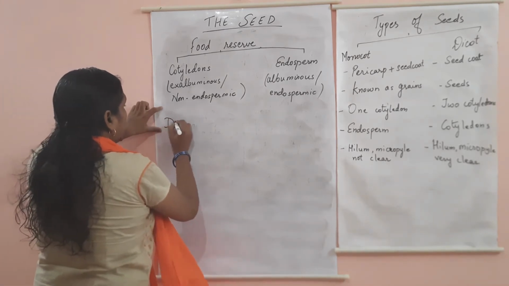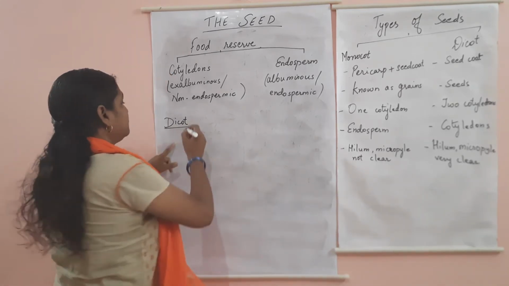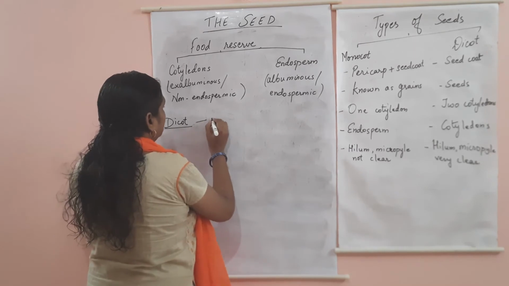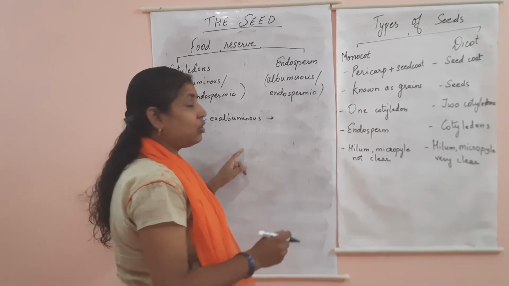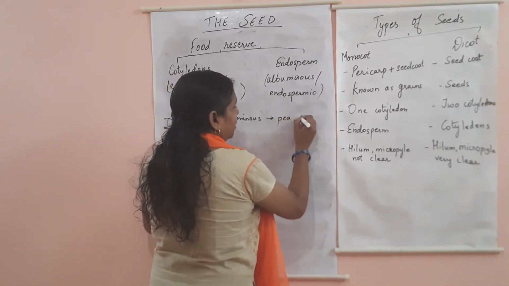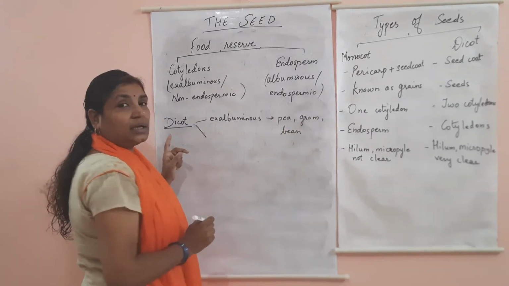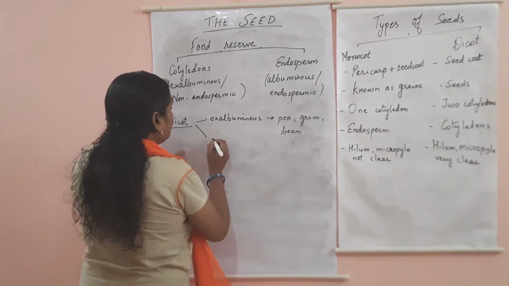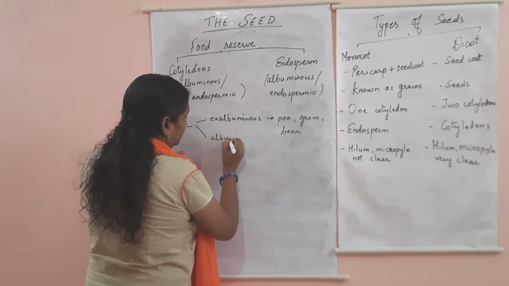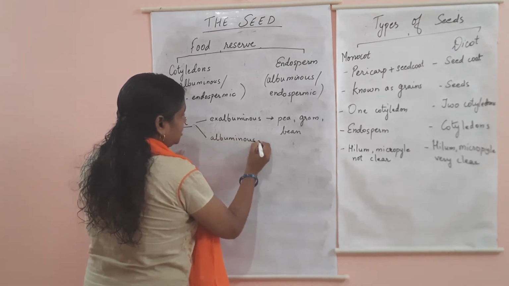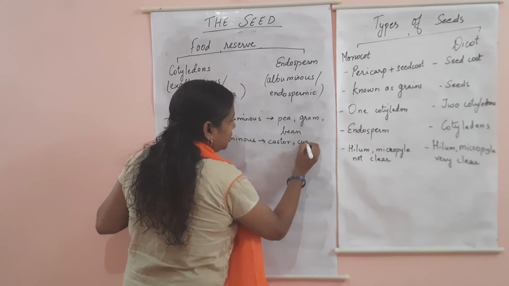In dicot seeds, mostly the food reserve is your cotyledon, and hence you will have exalbuminous seeds, for example, where the food is stored in the form of cotyledon in pea, gram, bean, etc. But there are certain dicot plants which store food in endosperms. So you will have albuminous seed examples as castor, custard apple.